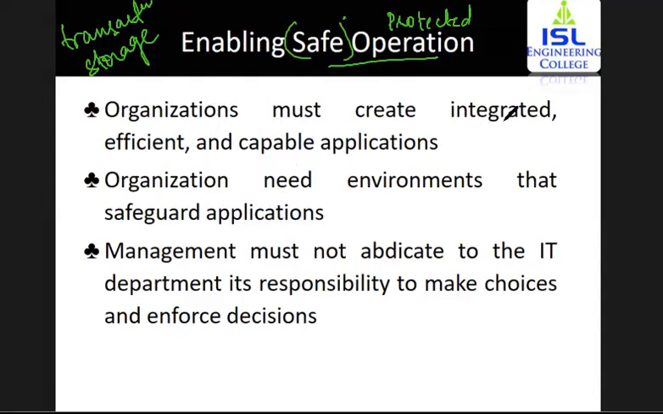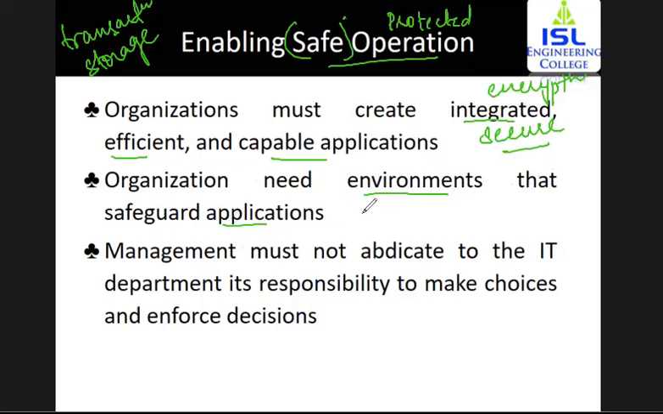Now in here, the organization must create integrated, efficient, and capable applications. You're embedding all these three things so that you can make the particular application secure. The next is the organization needs an environment that safeguards the application. You might be using encryption for safeguarding the application, but you should also have the environment so that you can secure these applications.